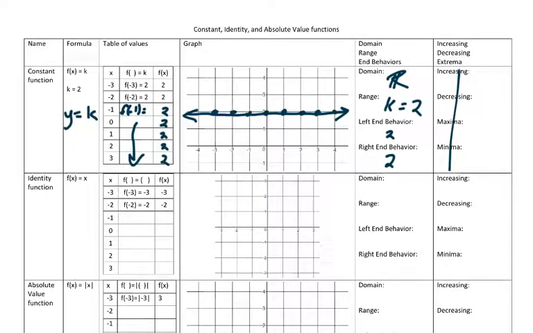Looking at the identity function, that's f of x equals x. So whatever we input is the output. If I input -1, f at -1 is going to equal -1. Okay, so f at 0 is going to be 0. F at 1 is going to be 1. F at 2 is going to be 2. F at 3 is going to be 3.